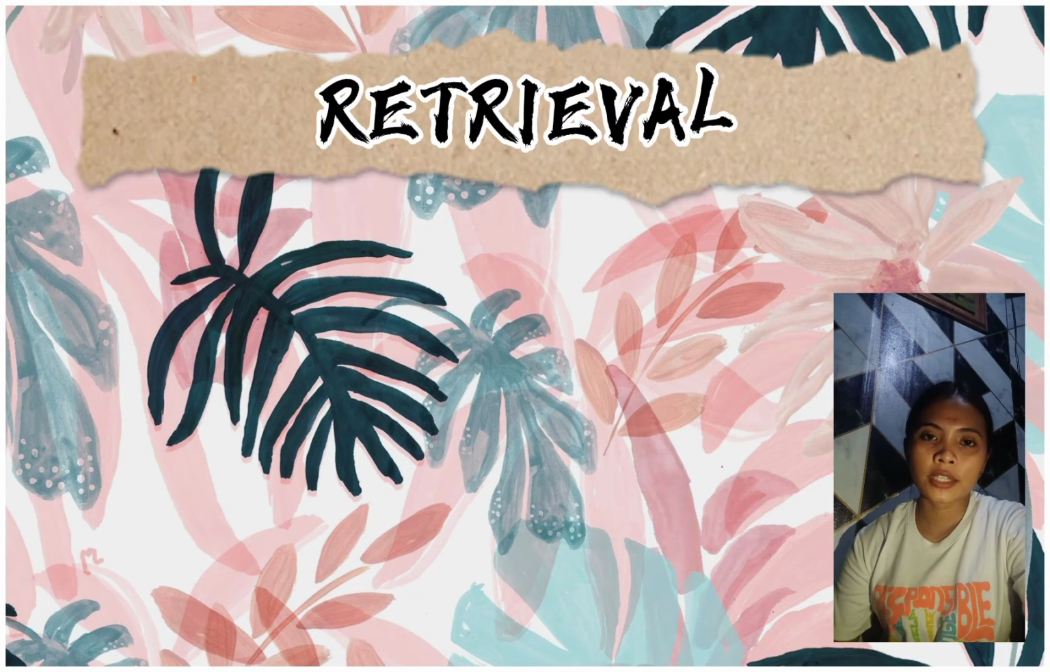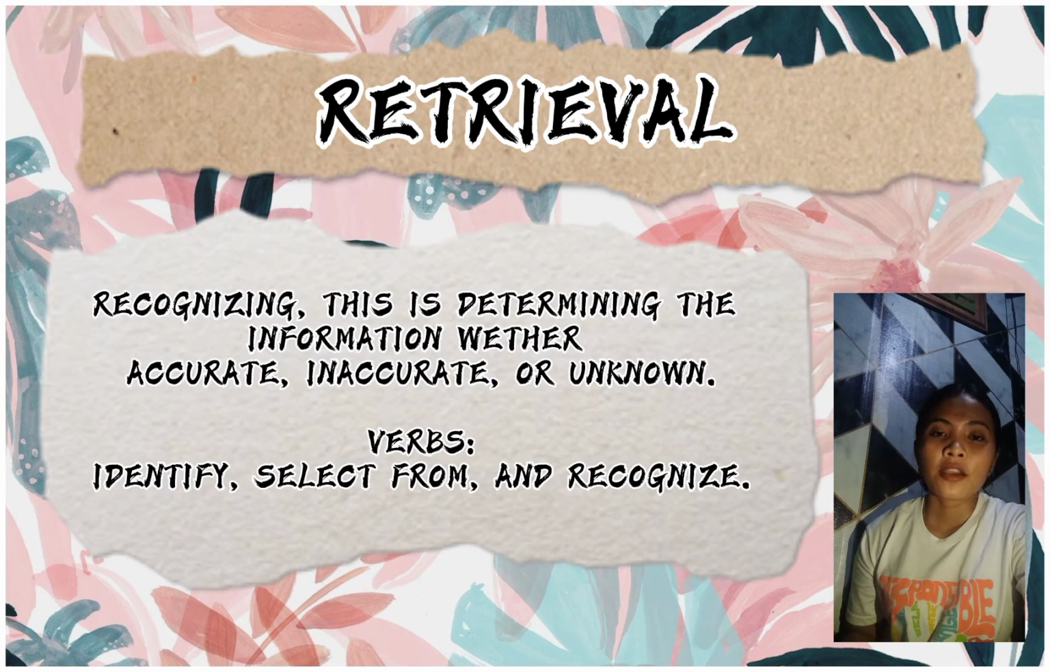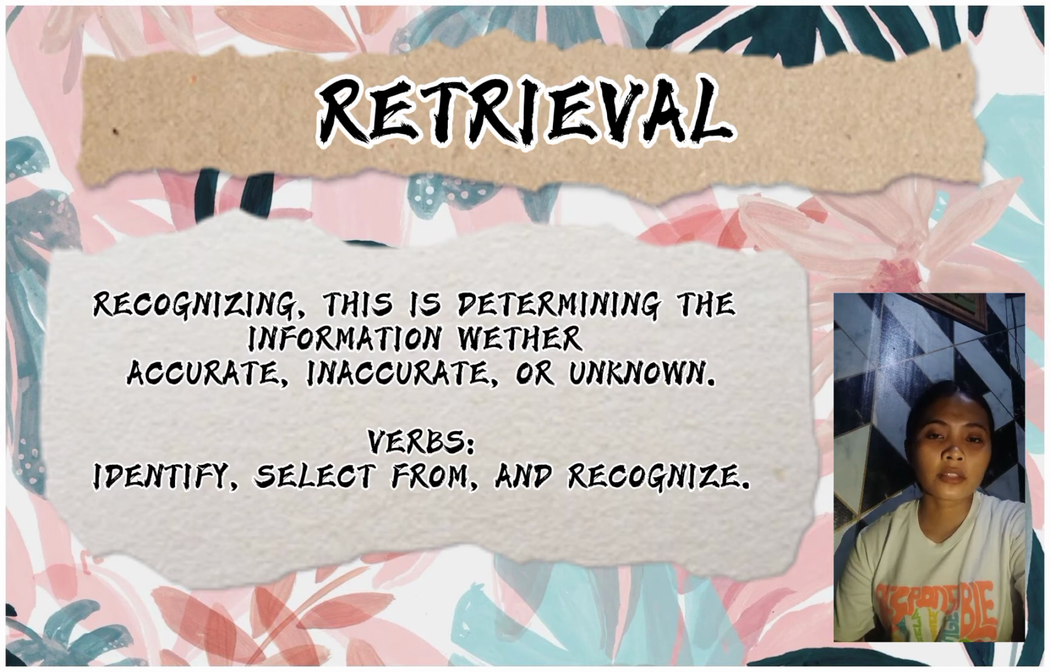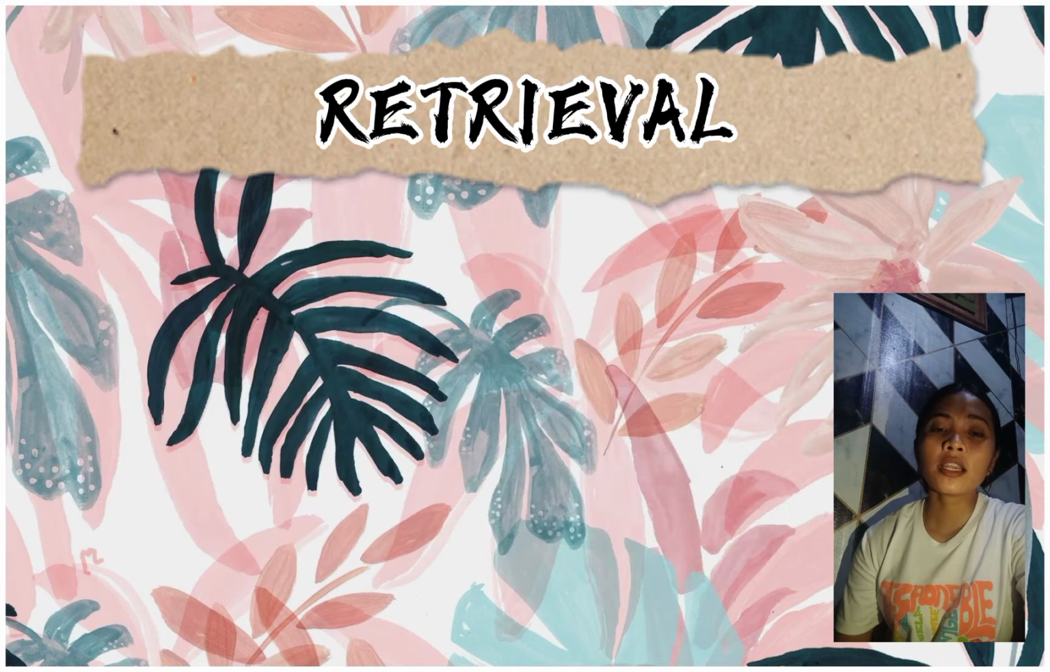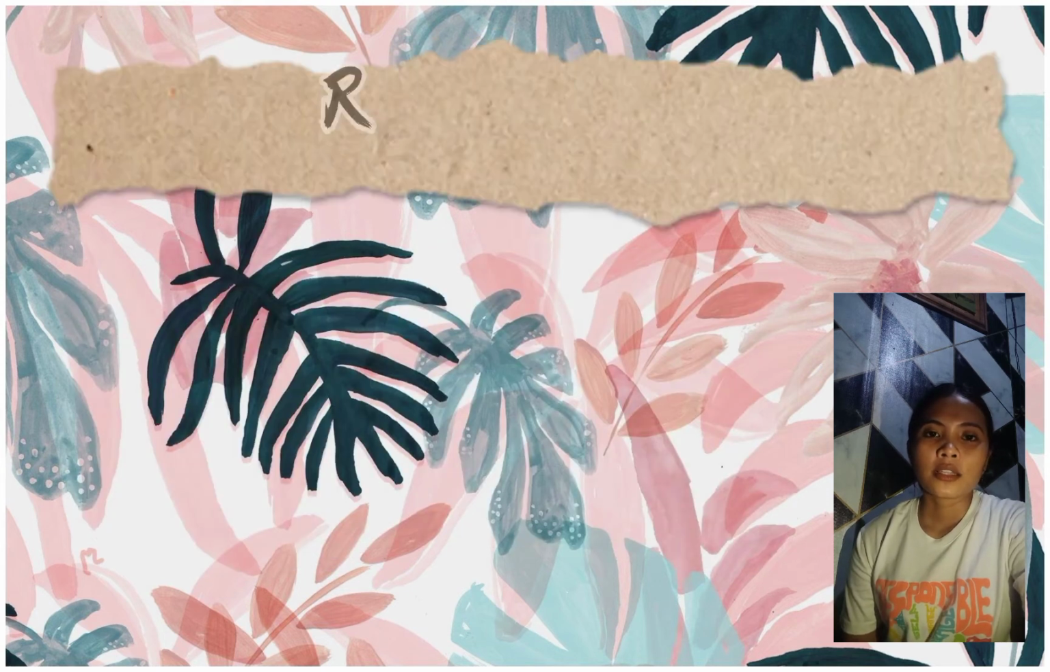The first level of difficulty under the cognitive system is retrieval. Under the retrieval, there are 3 processes, and those are recognizing, recalling, and executing. When we say recognizing, from the word recognize, this is determining whether the information is accurate, inaccurate, or unknown. The outcome verbs of recognizing are recognize, identify, or select from. An example of recognizing is the news about politics. When you are listening to the news about politics, you are determining what information is accurate and inaccurate.